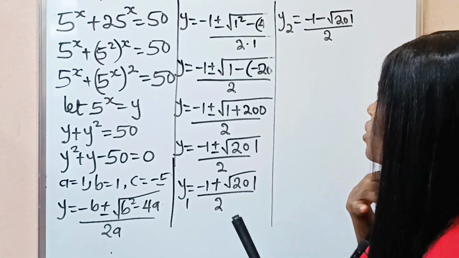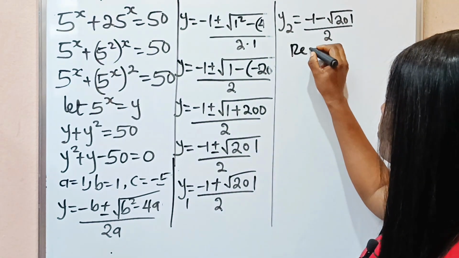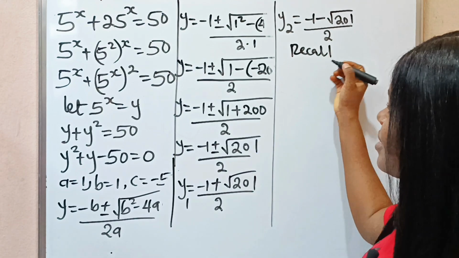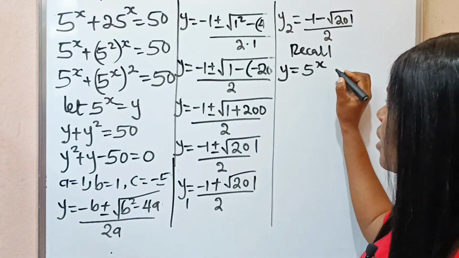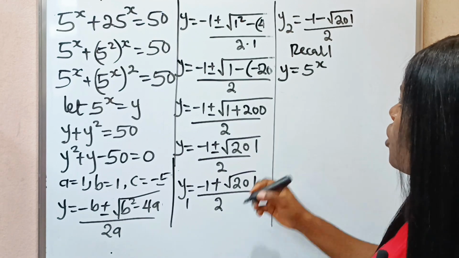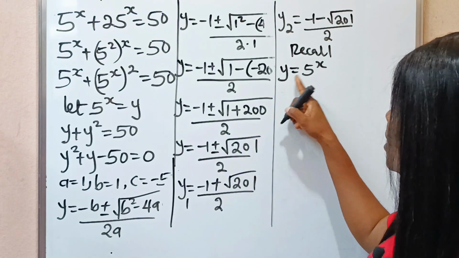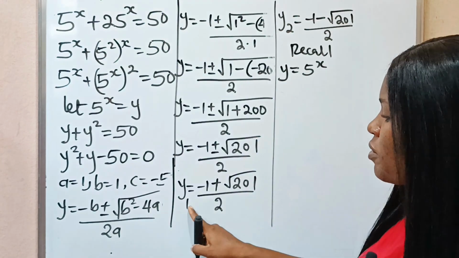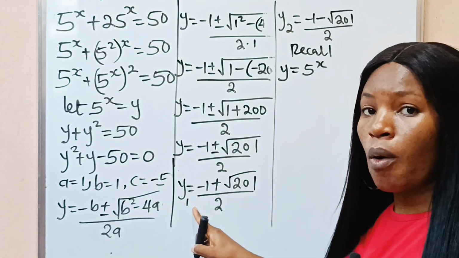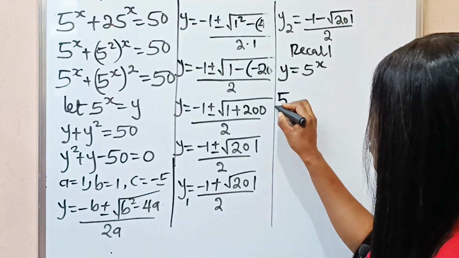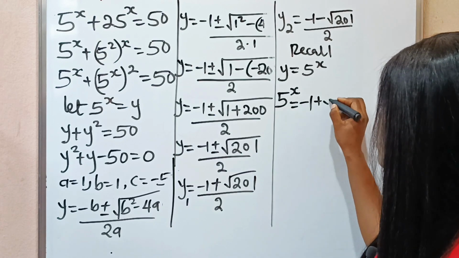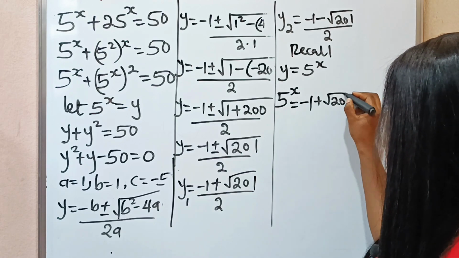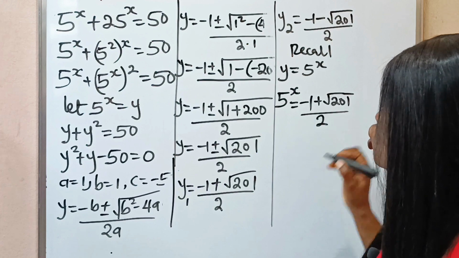Now I want us to note, recall that our y is equal to 5 to the power of x, right? Therefore, if we say that y is equal to 5 to the power of x, that means we can solve for y1, right? So it means that y1, which is 5 to the power of x, is equal to minus 1 plus square root of 201 divided by 2.